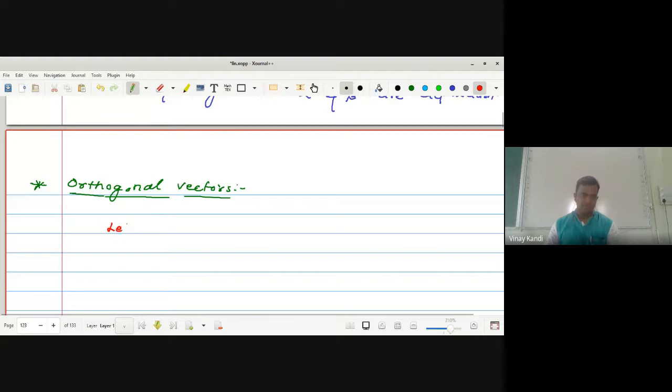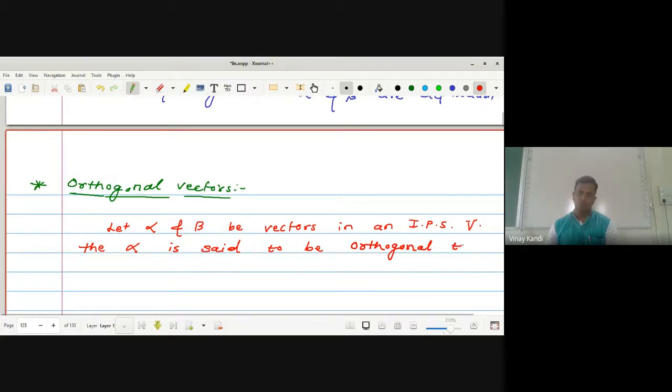So look here. Let alpha and beta be vectors in an inner product space V. Then alpha is said to be orthogonal to beta if the inner product of those two vectors is equal to 0.